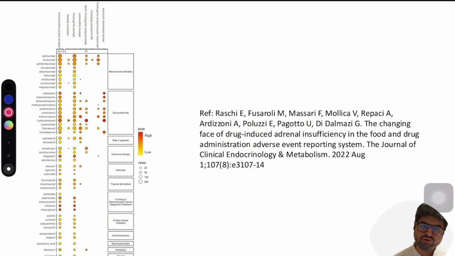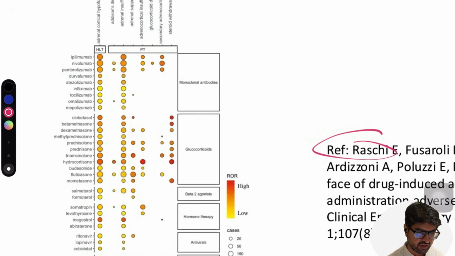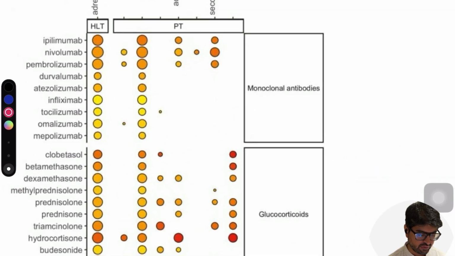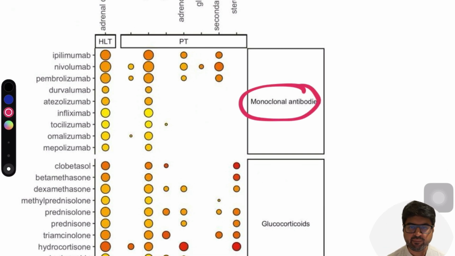Now, anybody who wants to read a very good article on this topic, I think this is the reference here. You can see the reference here. This was published in the Journal of Clinical Endocrinology and Metabolism, JCEM, right? So this is the list, and you can see here, the list of all the drugs that can lead to adrenal insufficiency.